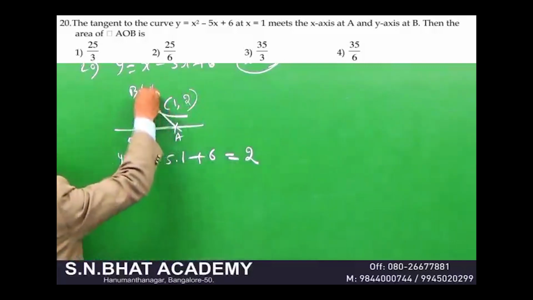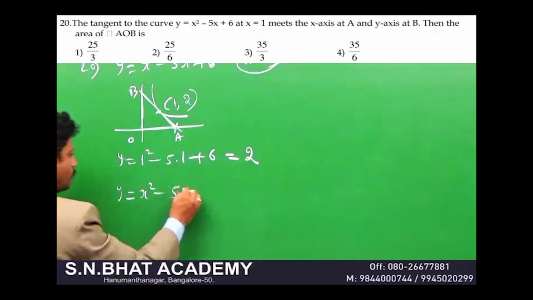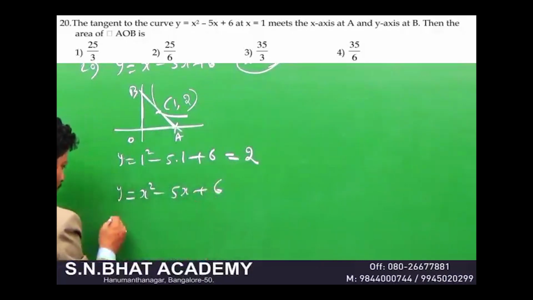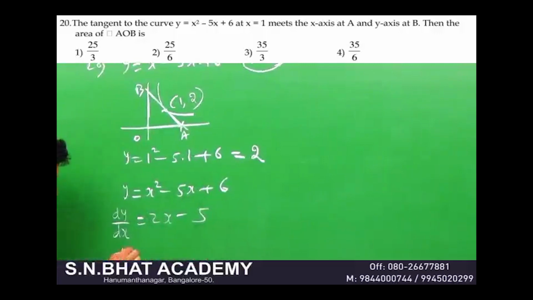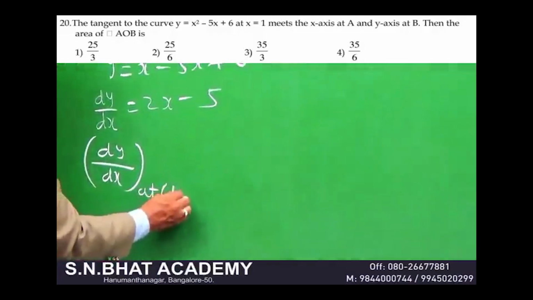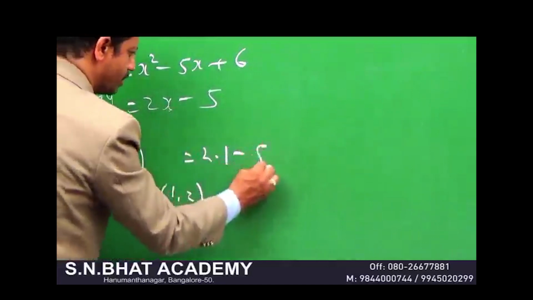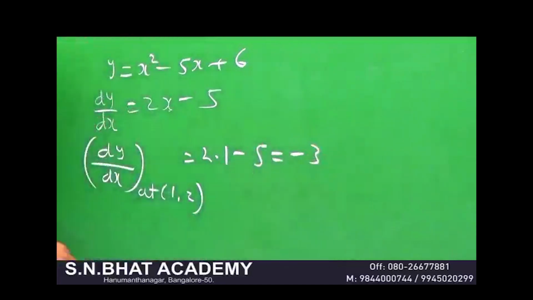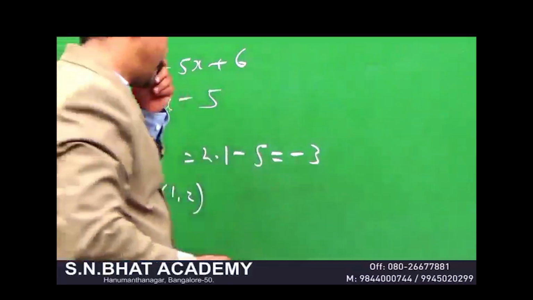Now we have to determine the equation of the tangent. For that we have to differentiate y equal to x square minus 5x plus 6. dy by dx is 2x minus 5. At the point 1, 2, dy by dx is, we have to substitute 1 in place of x. So this turns out to be minus 3. So that is the value of dy by dx. dy by dx is minus 3.